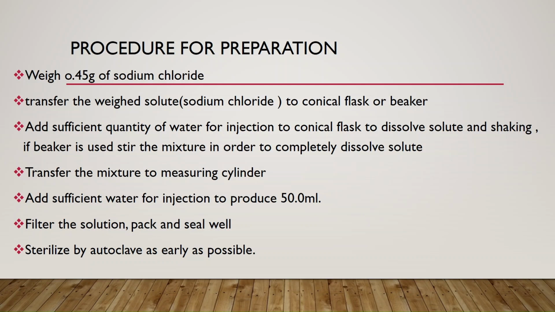What do we do? We weigh the 0.45 grams of sodium chloride and then transfer the weighed solute, which is our sodium chloride, to a conical flask or a beaker. Don't use both. If you choose to use a conical flask, go with a conical flask. If you choose to go with a beaker, use the beaker, okay? But not both. Of course, it will be hard for you to use both at the same time, right?